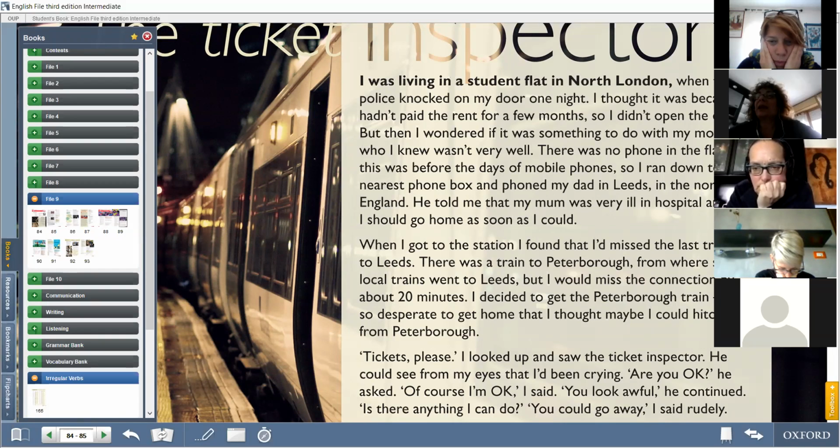So I ran down to the nearest phone box and found my dad in Leeds, in the north of England. He told me that my mom was very ill in hospital and that I should go home as soon as I could.